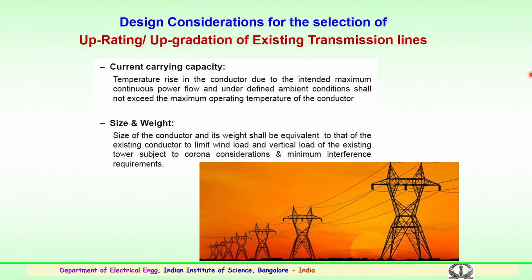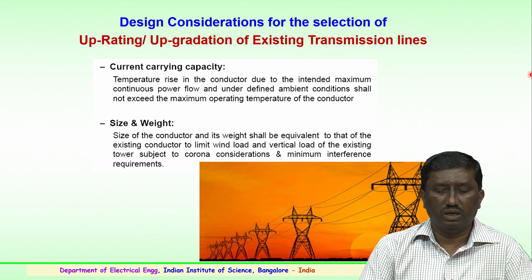So, we will discuss some of the design considerations, particularly for the selection and upgradation of the existing lines. How the conductors, while replacing, could be advantageous, and what are the necessary design aspects to be followed. For the current carrying capability, we know that the temperature rise in a conductor is due to the intended maximum continuous power flow under defined ambient conditions. This should not exceed the maximum operating temperature of the conductor.